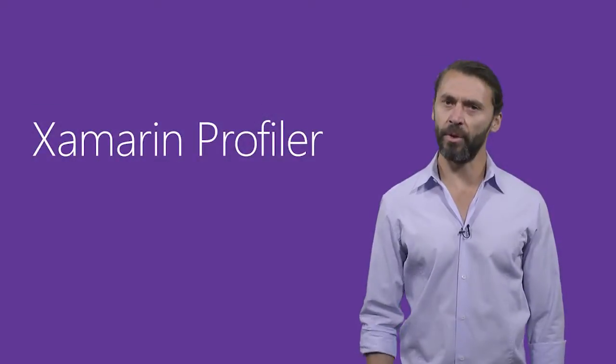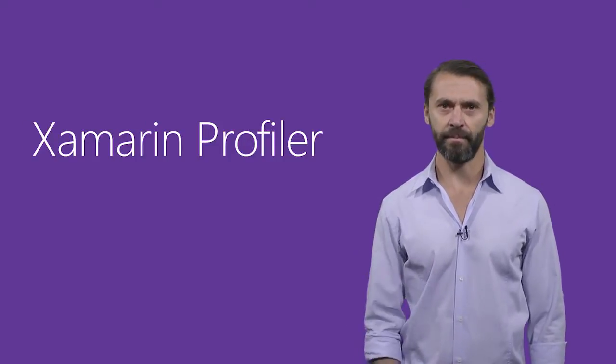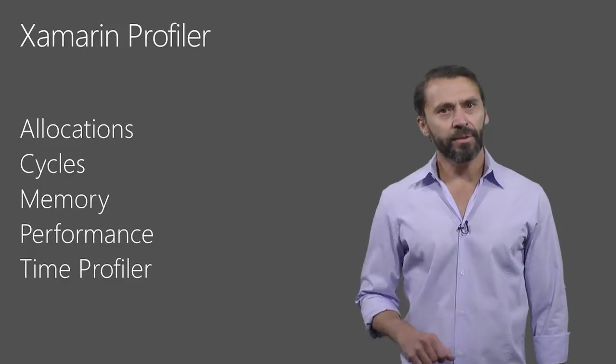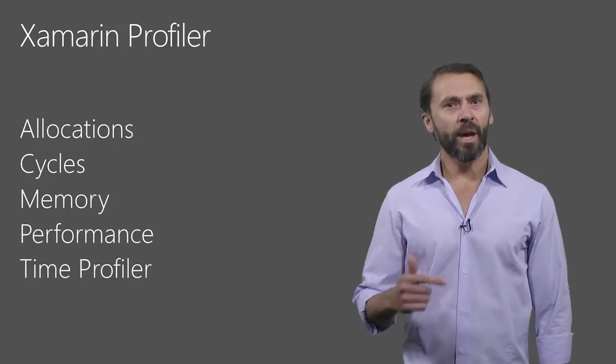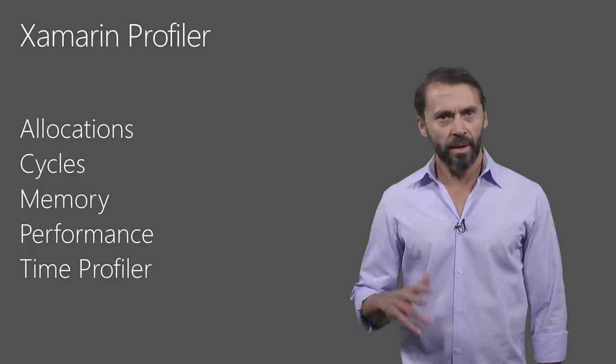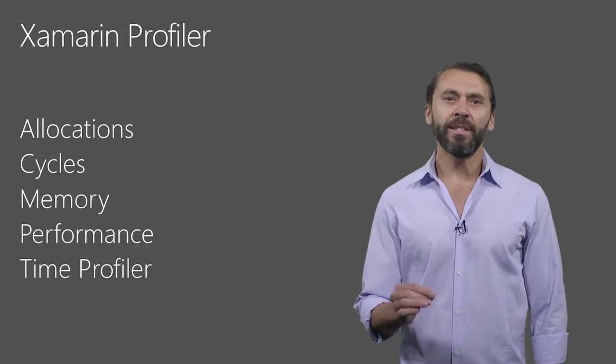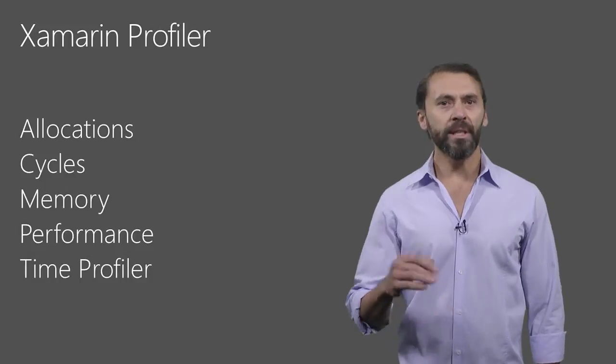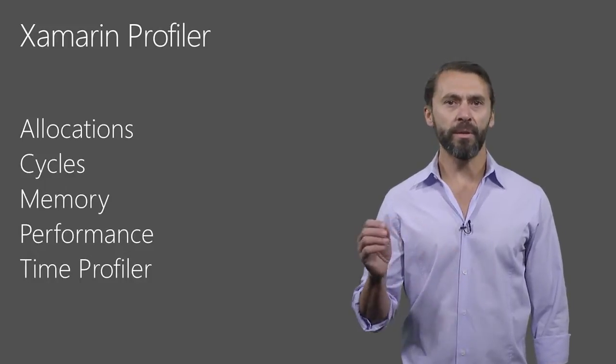They say seeing is believing. One of the reasons the Profiler and Inspector are so powerful is because they let you visualize your app's behavior in new ways, from performance and memory usage to the visual tree. Let's take a closer look. First up is the Xamarin Profiler. The Profiler includes these 5 instruments: allocations, cycles, memory, performance, and the time profiler. Each lets you examine a different aspect of your app's runtime performance to help you find memory leaks, object cycles, long-running methods, and more.